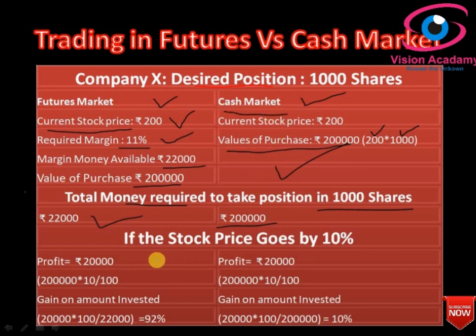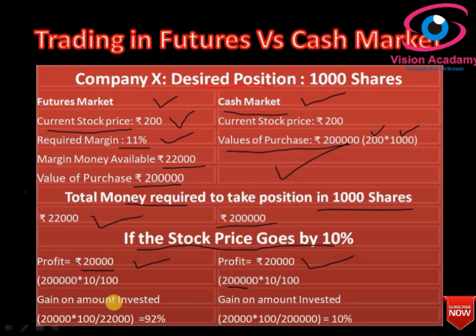Now let us see what happens if the stock price goes up by 10%, and how it will affect the futures market and the cash market. The profit in the futures market is 20,000, because the value of the purchase is 2 lakh, and 10% of 2 lakh is 20,000. Here also it is the same: the value of the purchase is 2 lakh, and 10% of 2 lakh is 20,000.